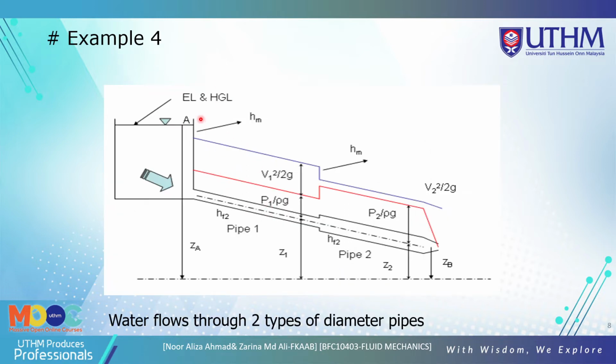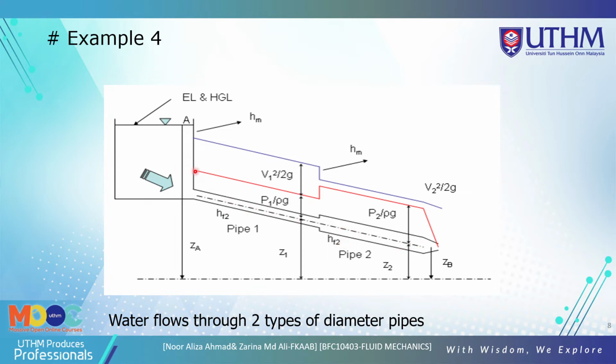Okay, so example 4 is the water flows through two types of diameter pipe. Okay, from this tank, flow to the small pipe here to the bigger pipe here. So they go from the smaller to the bigger. So they have friction losses along the pipe and also HM. So that's why we have HF2, HF1. So HF1 is in pipe 1, HF2 is in pipe 2.